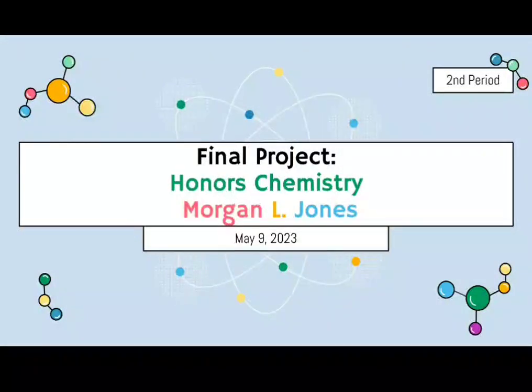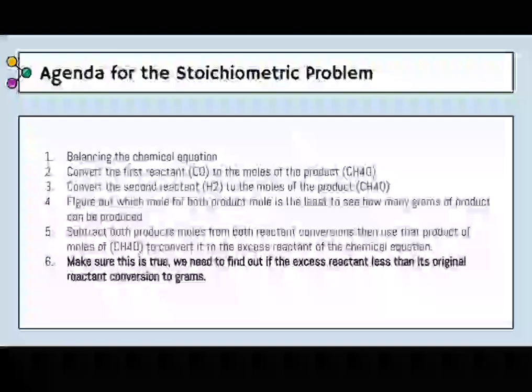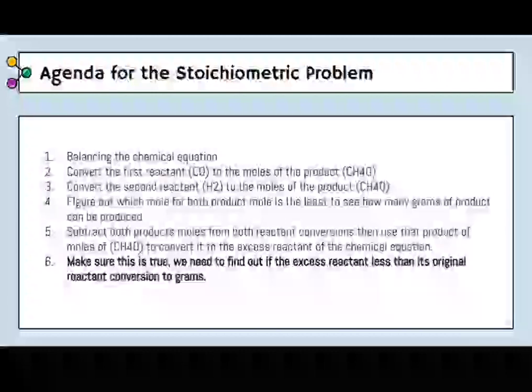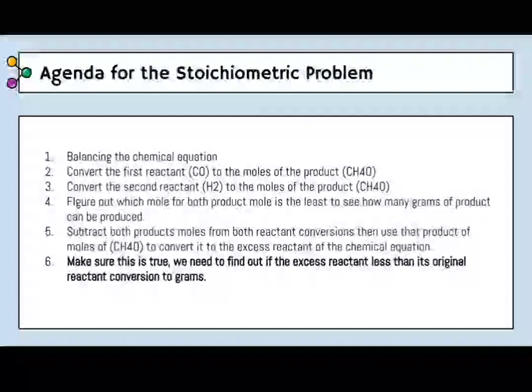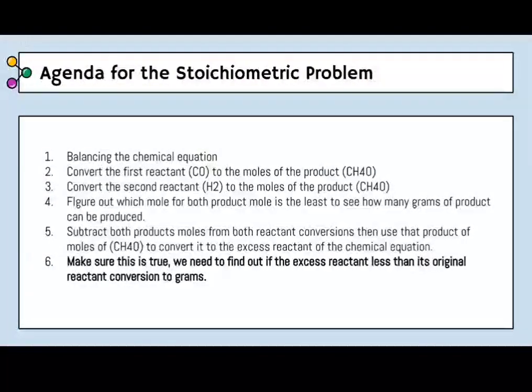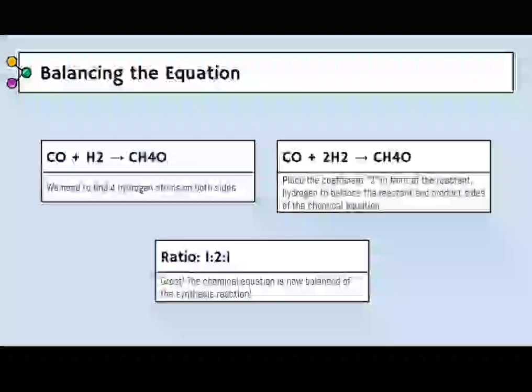I chose number 11 of the final project document that we're supposed to select. This is the tutorial video on how to complete this problem. This is the agenda of what we need to do for this stoichiometric problem. Read at your own risk or read at your own pace. Just pause this video and look at it.